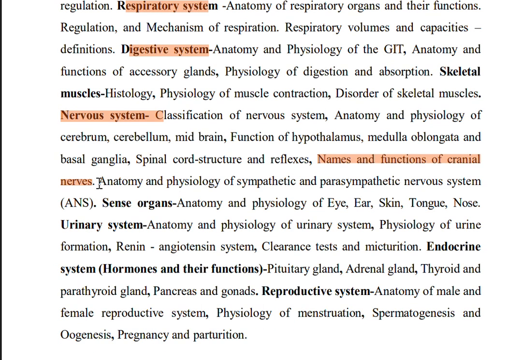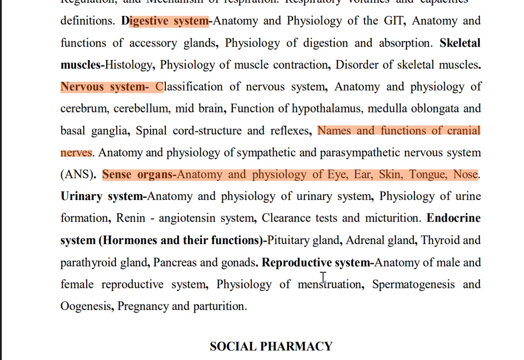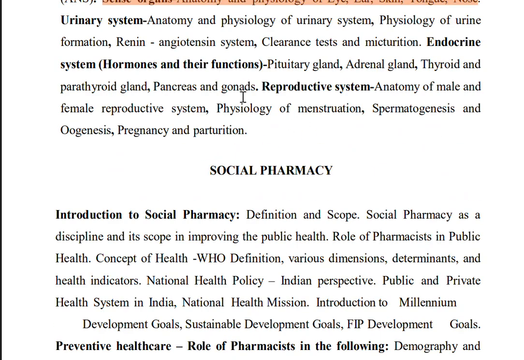Certain functions it may contain, we have to read those functions also. Then sense organs. In sense organs, we have to read all the information: eye, ear, nose, skin, and tongue. What is the pH of lacrimal fluid? Like that, we also have to focus on the urinary system, reproductive system, endocrine system. As a pharma student, we have to know this basic knowledge about human anatomy and physiology. And the next topic is social pharmacy.